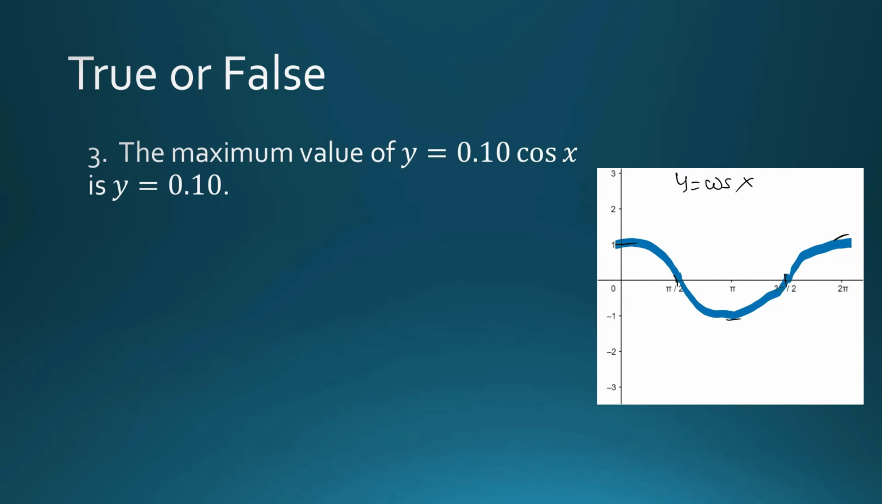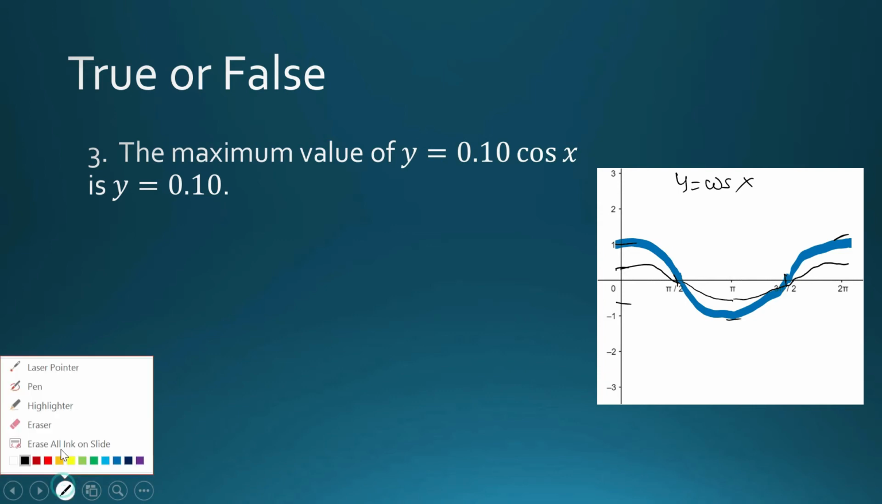So the effect of 0.10 is to contract your curve. It's going to be from 0.10 times 1 is 0.10, and this one is 0.10 times negative 1. Cosine of pi is negative 1, so negative 1 times 0.10 is negative 0.10. So the maximum value is y is equal to 0.10.